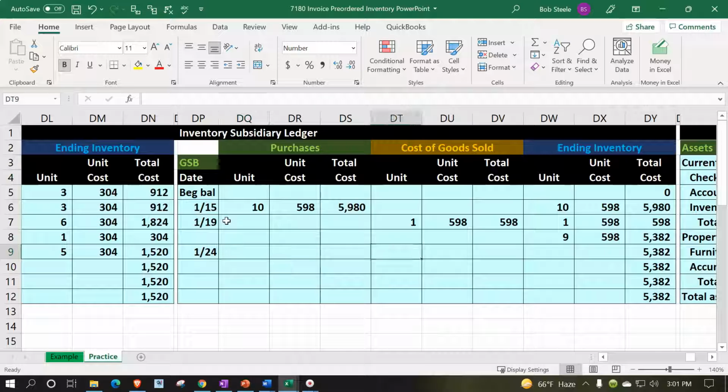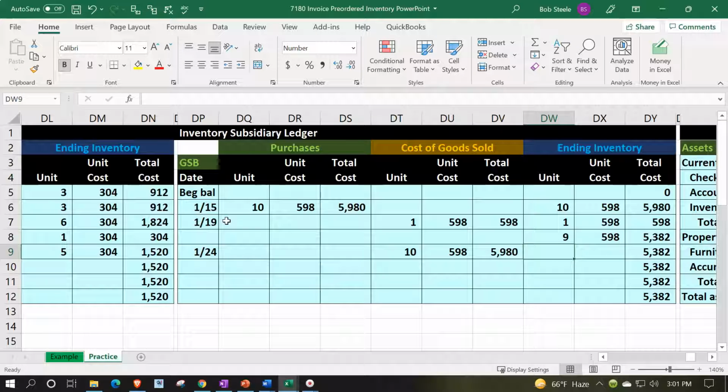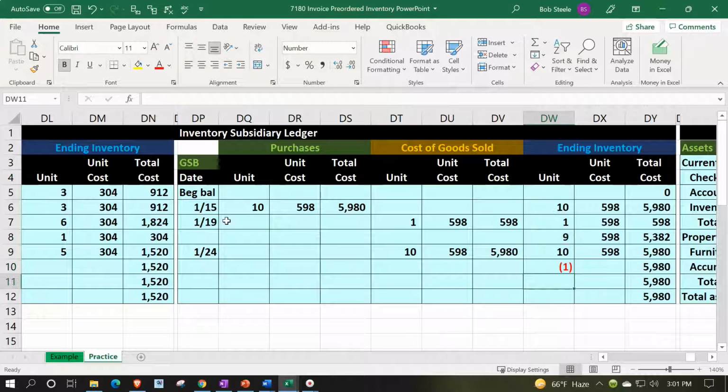We're going to say that we're going to have the sale here of 10 units, and these units cost $598, and then we multiply the 10 times the $598. Now what's going to happen to ending inventory, pulling this over into the ending inventory: we had 9 units and we sold 10, meaning we have a negative unit. That would be an indication that there's a problem typically in the inventory, and we'd have to go back and figure that out. But we're going to roll with it at this point in time.